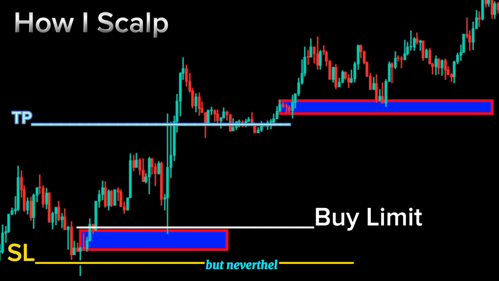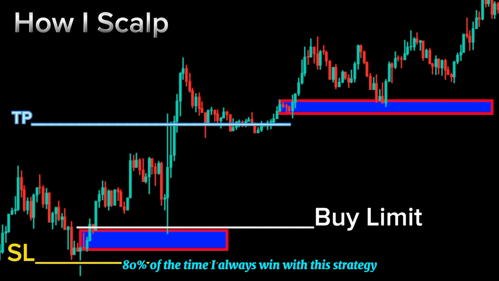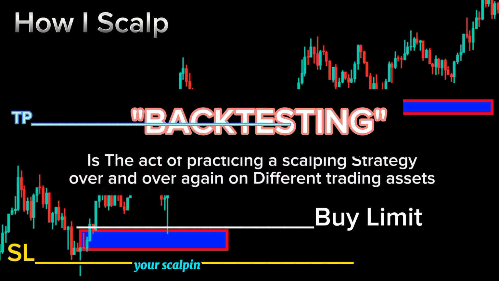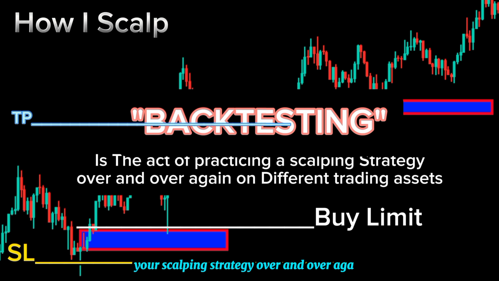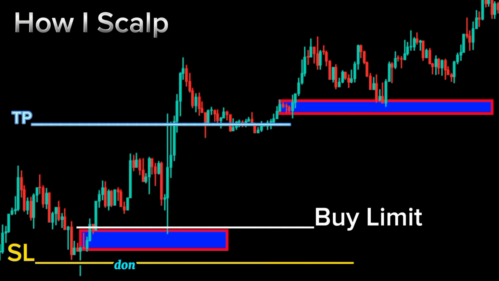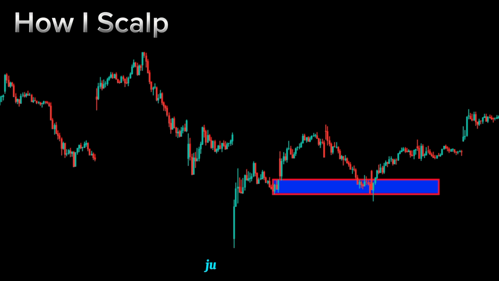But nevertheless, 80% of the time, I always win with this strategy. And that's possible because I do something we traders call backtesting. I backtest a lot. Backtesting is the act of practicing your scalping strategy over and over again on different assets, and anywhere you can find candlestick charts. Challenge yourself. Don't just look for easy smooth charts like this one. Also go for the tough and rough charts just like this one.